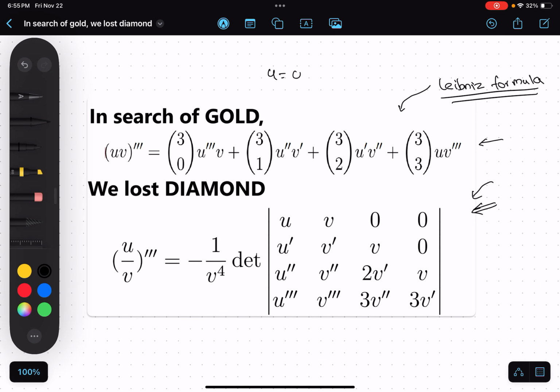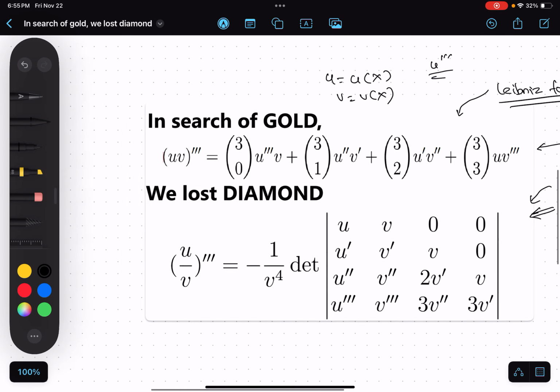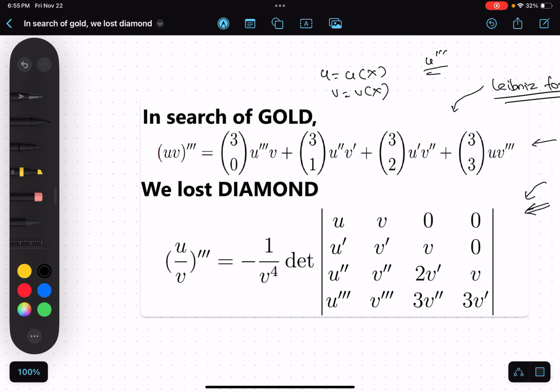u and v are just basically functions of x, right? And this u prime basically denotes the first derivative, second derivative, third derivative, right? So the number of dashes represents the nth derivative. For this video, we will denote the nth derivative of u with respect to x as capital Dn of u, and the nth derivative of v as Dn of v. And this will make our life easier.